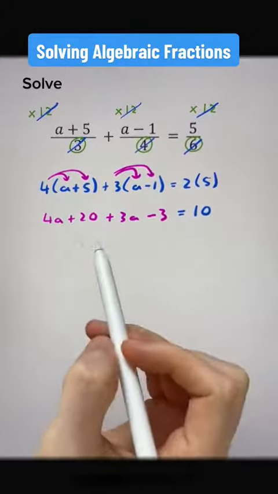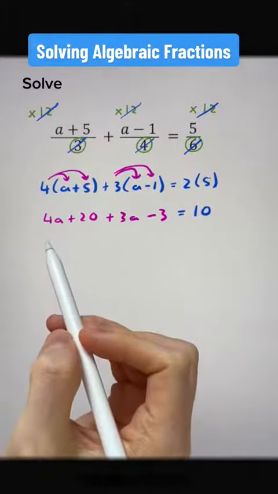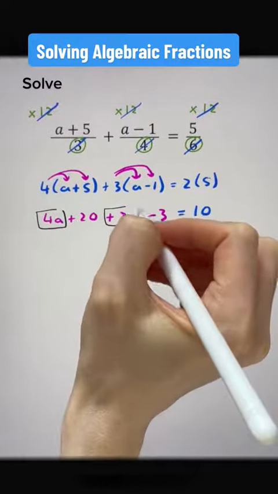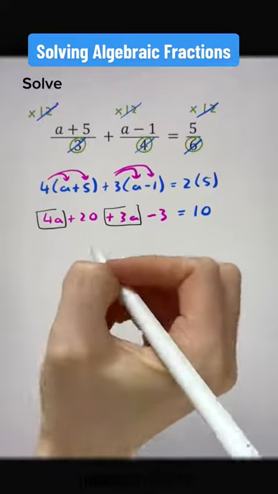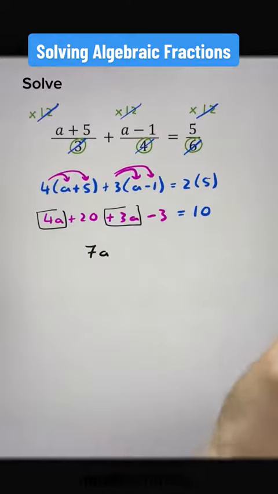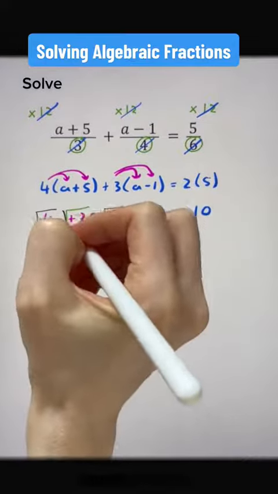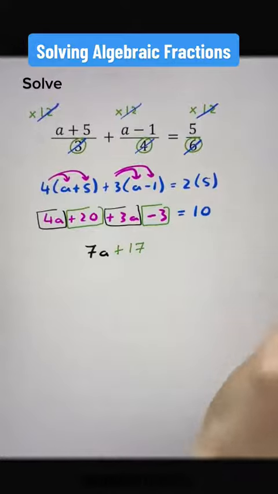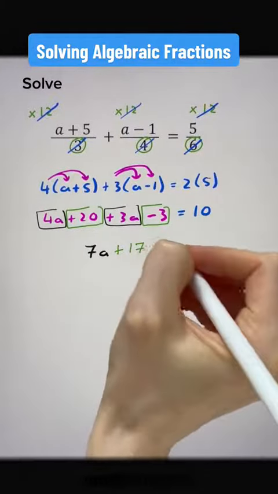Collecting like terms, I know like terms have the same combination of letters. Here I have 4a plus 3a. They're like terms, they both end in the letter a. 4a add 3a will give us 7a. Collecting my number terms, in this case I have plus 20, subtract 3, which will give us plus 17. And it's still all equal to 10 on the right hand side of my equation.